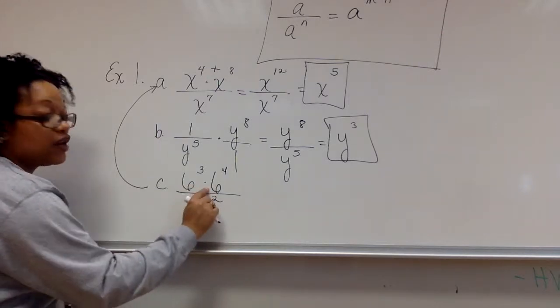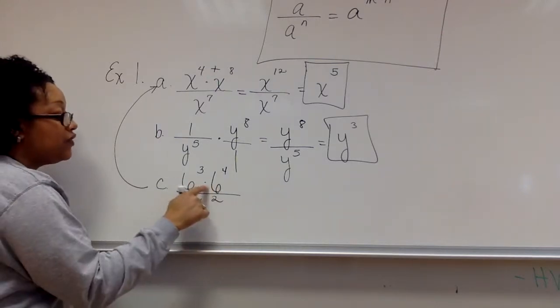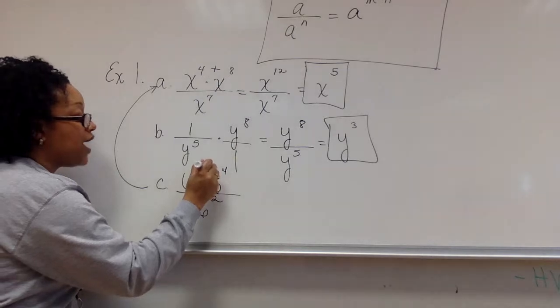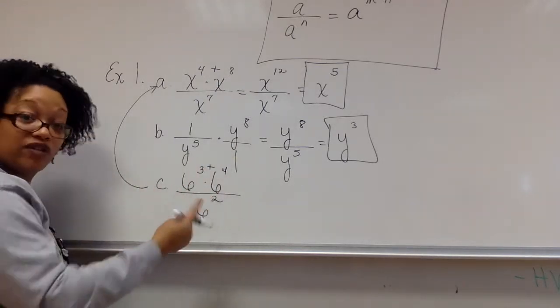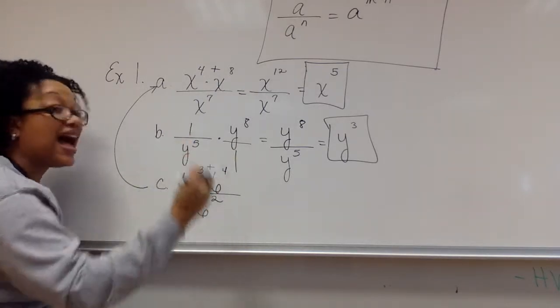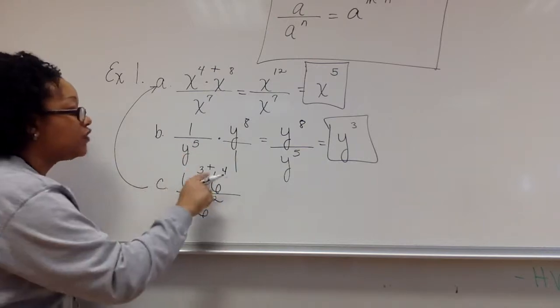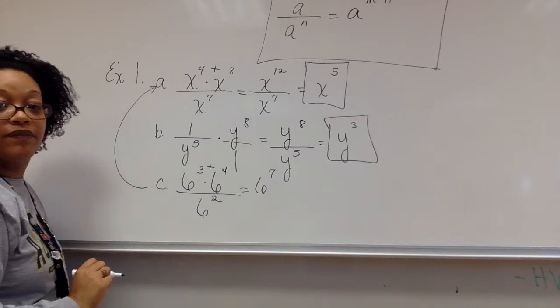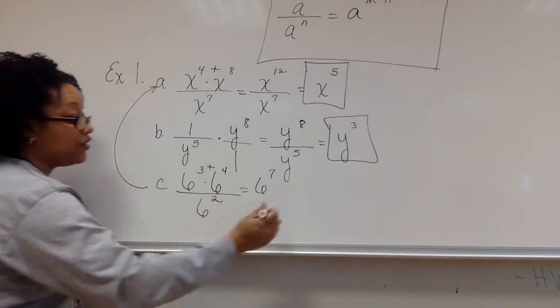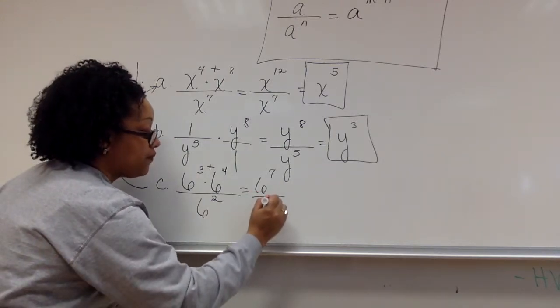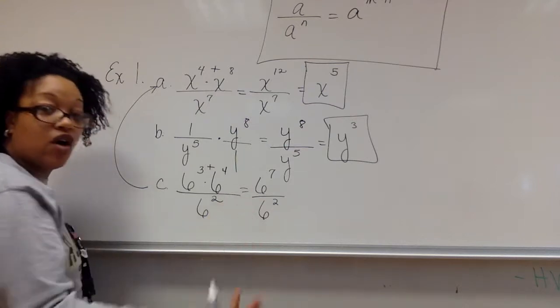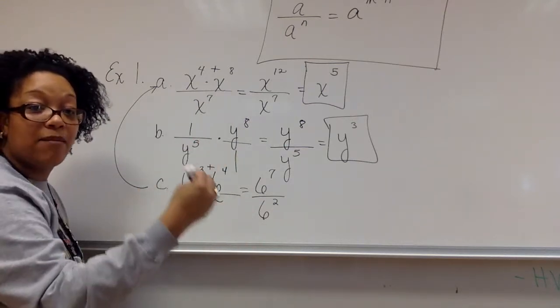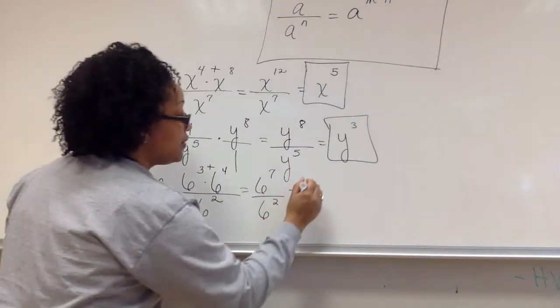Take care of the numerator first. These are the same base, so I'm going to add the exponents because I'm multiplying these as 6 to the 3rd times 6 to the 4th. So I add my exponents, that gives me 6 to the 7th power. Can't do anything with the denominator, so I just rewrite that. I have the same base, so all I do is subtract. 7 minus 2 is 6 to the 5th.